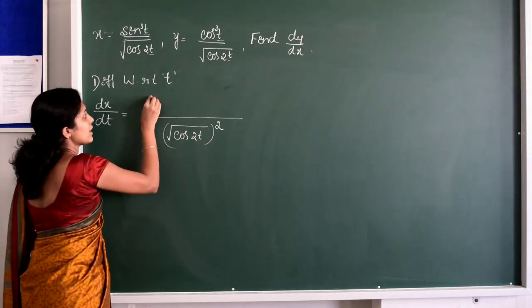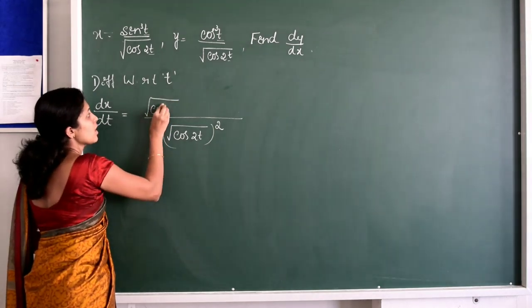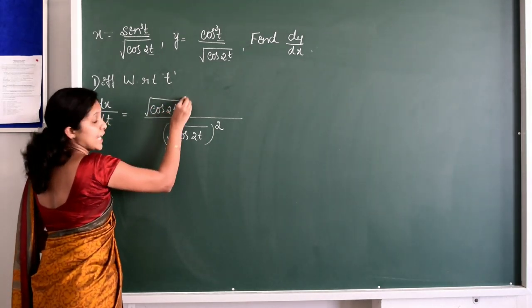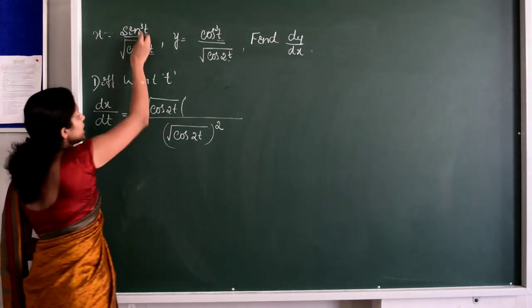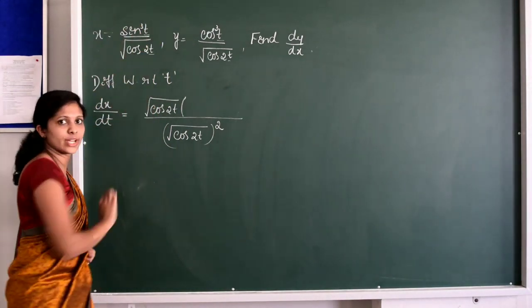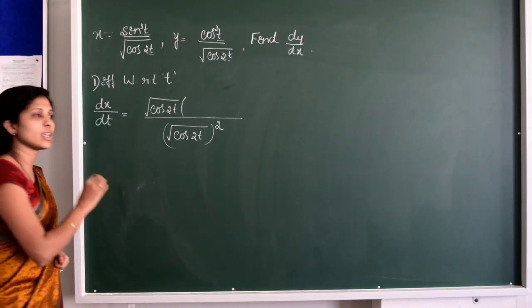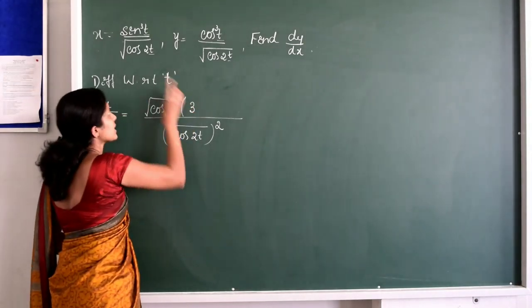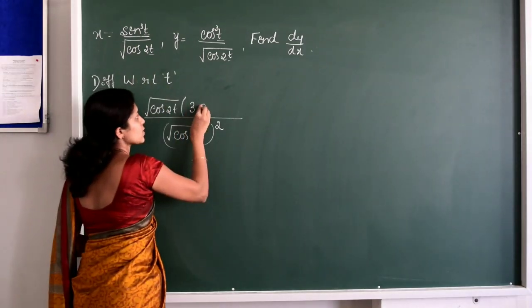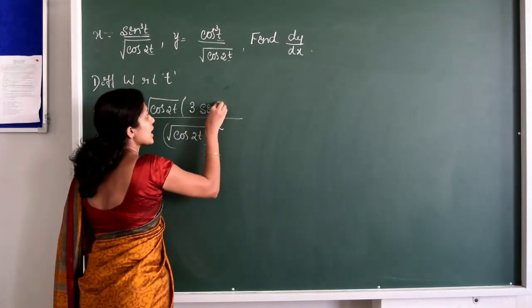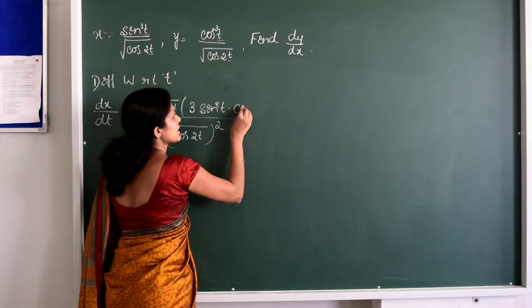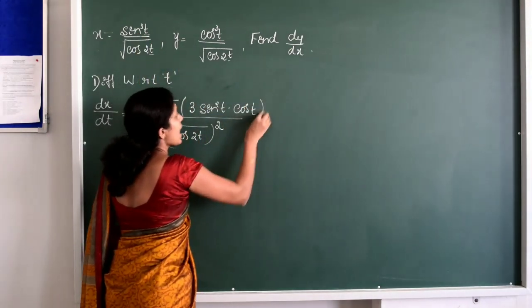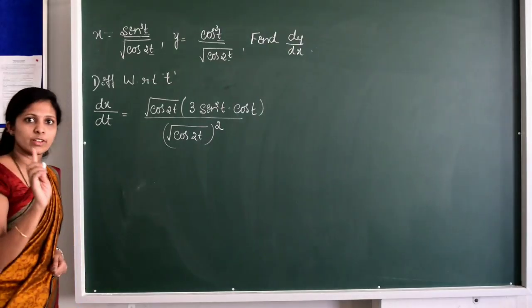Then I have to write that function as it is, that is root of cos 2t into derivative of sin cube t. What is derivative of sin cube t? It's of the form x cube, right? Derivative of x cube will be 3x square. So 3 into, in the place of x, here we have sin, so this is now sin square t into derivative of sin t. What is the derivative of sin t? It will be cos t, and derivative of t with respect to t will be 1.